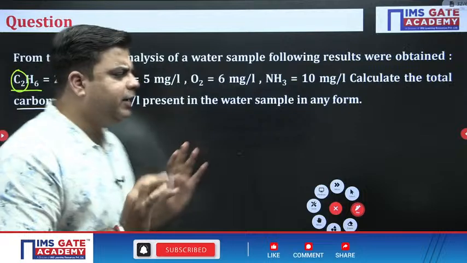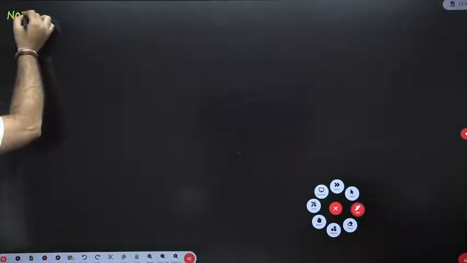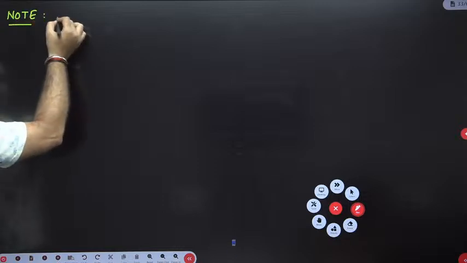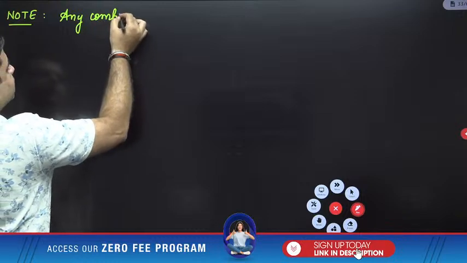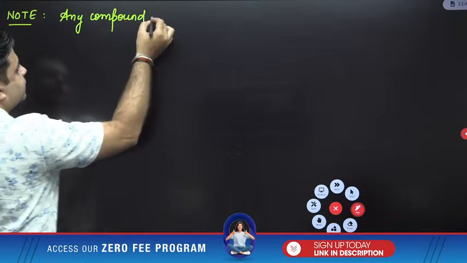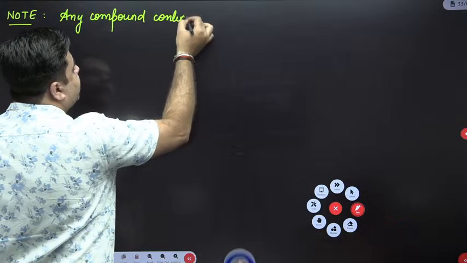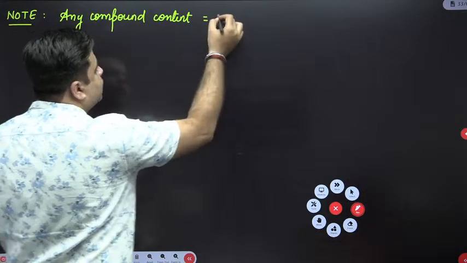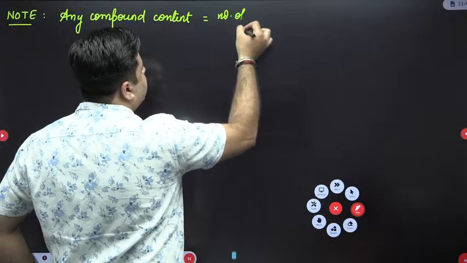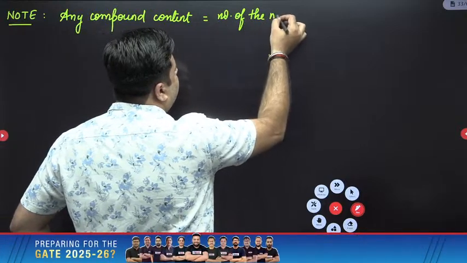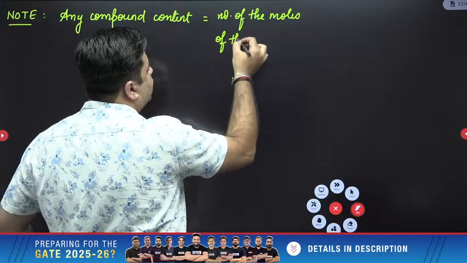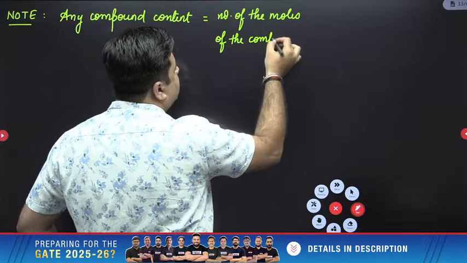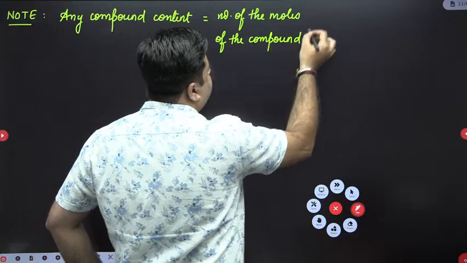Any content is asked. Let me just give you the generalized step. Please make it as a note. Any compound content is equal to number of moles of the compound multiplied by its atomic weight.